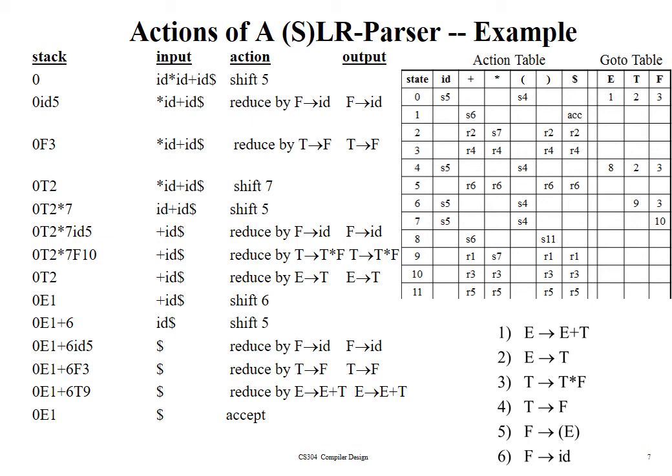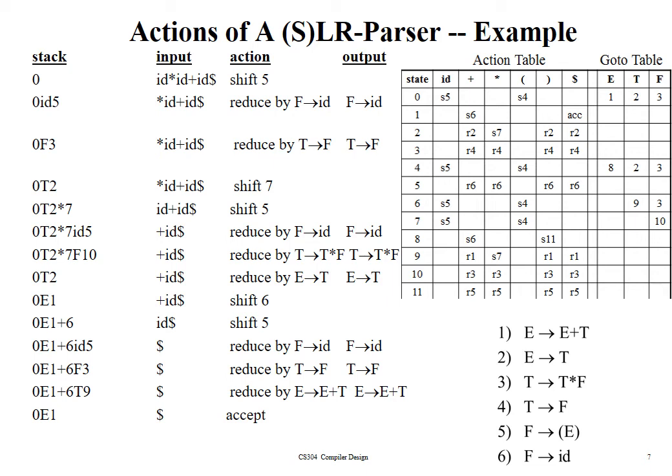Then in addition to that, we have to observe the go to part, that is 0 under T. What is 0 under T? That is 2. 2 is to be pushed onto the stack. Then currently the 2 is on the stack top and input pointer is pointing to star. What is 2 under star? It is S7. That indicates shift 7. That means we have to shift the current input, that is star, onto the stack as well as this state 7 onto the stack. Then we have to continue by observing the stack top and input pointer.